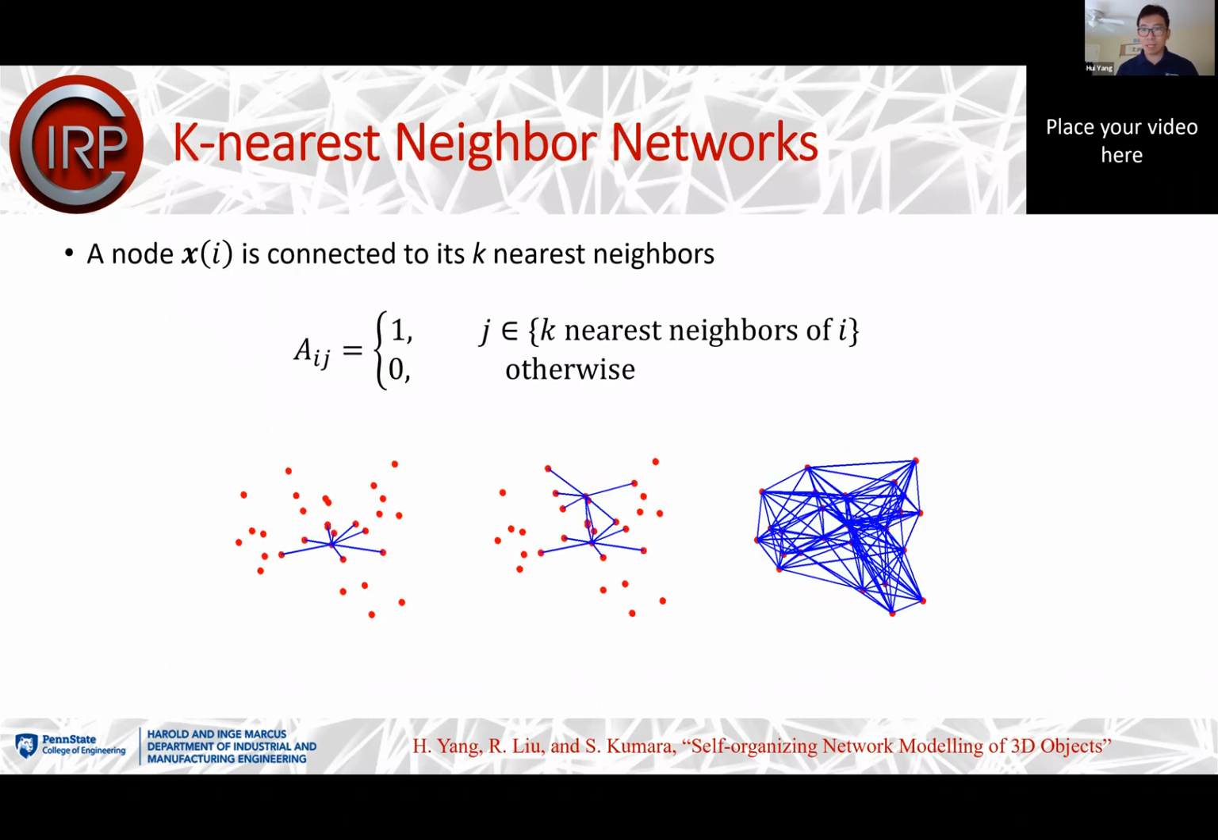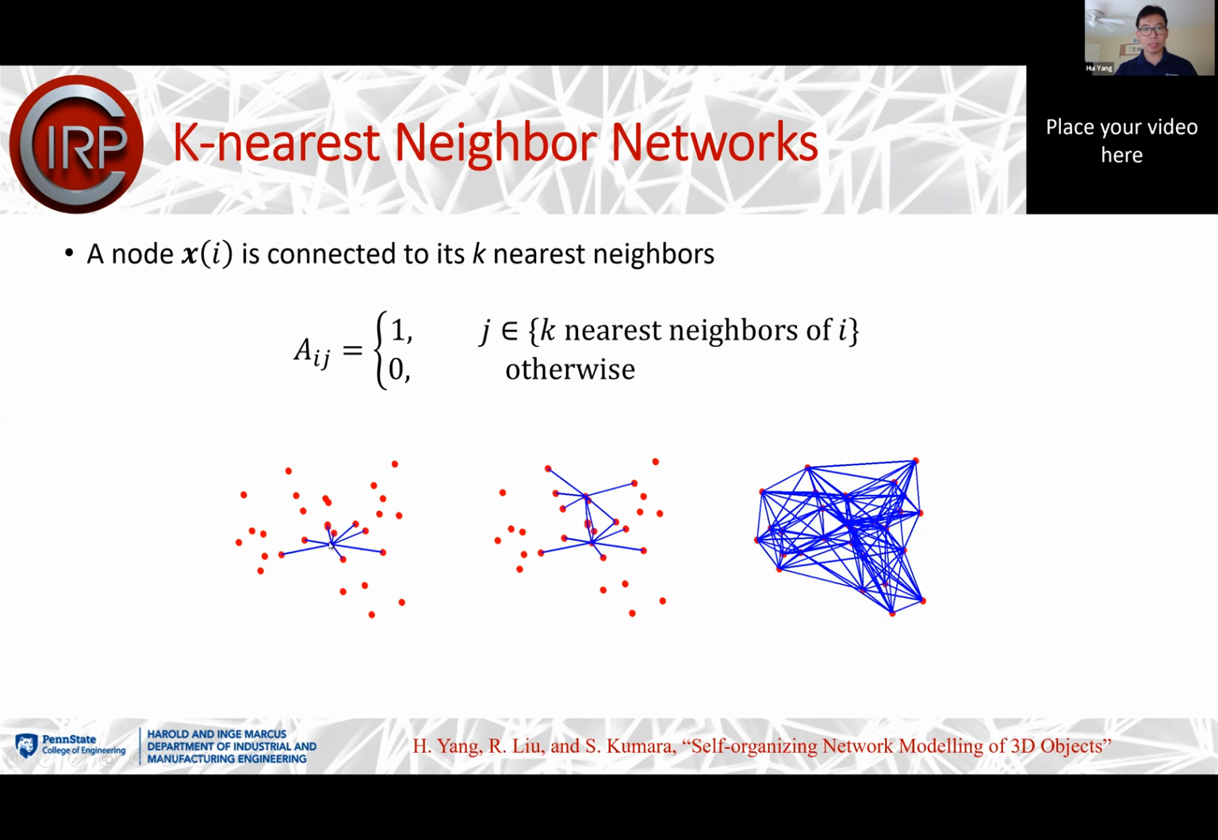Now let's dive into a little more detail on how to construct the networks. Here is an illustration of a node in a KNN network. A node Xi is connected to its K nearest neighbors. That means for a node i, if J belongs to the K nearest neighbors of i, then we mark it as 1. Otherwise, it is 0 in the adjacency matrix.